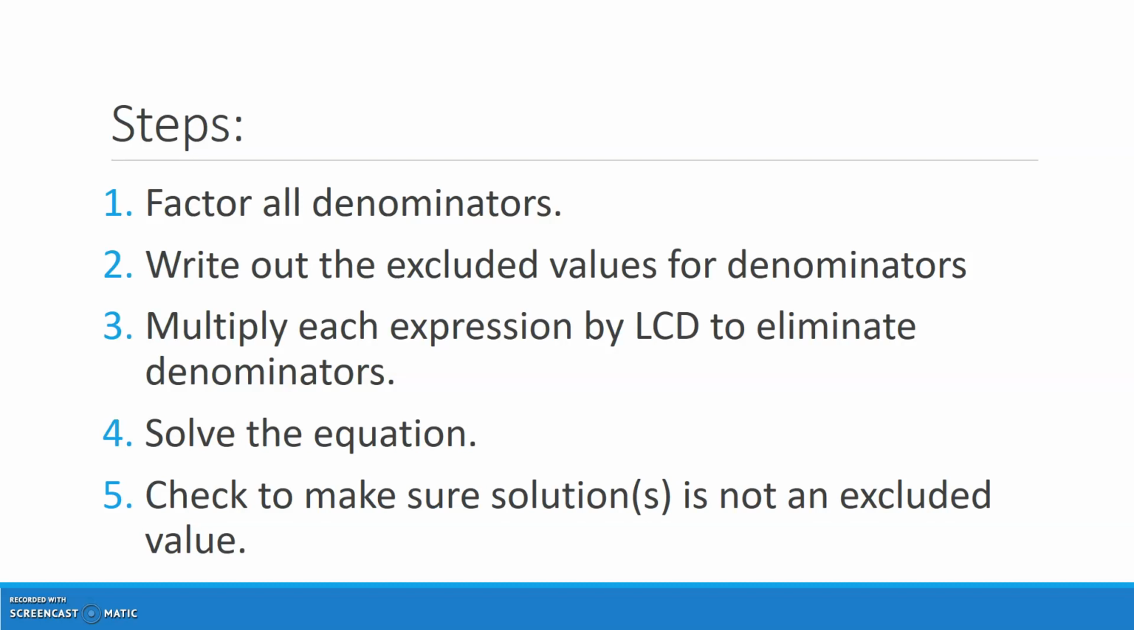Then you'll go ahead and solve the equation. Now it could be linear or it could be a quadratic, but either way you solve the equation that you have after your denominators are canceled out, and then you just check to make sure that whatever answers you do get are not one of those excluded values from step number 2.